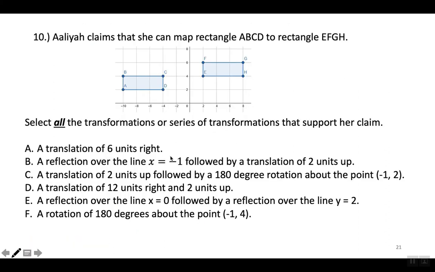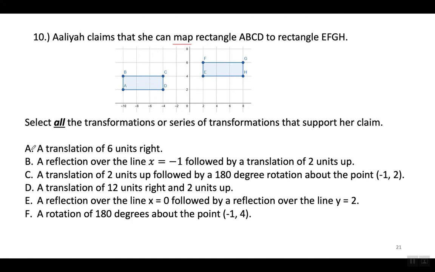Number 10. Aaliyah claims that she can map rectangle ABCD to rectangle EFGH. Okay, so she claims that she could put, the word map means that she could put this rectangle ABCD exactly on top of rectangle EFGH. Select all the transformations or series of transformations that support her claim. So obviously this is telling you that there's more than one correct answer. You have to select all the correct answers. If you do not select all the correct answers, the entire thing is wrong.